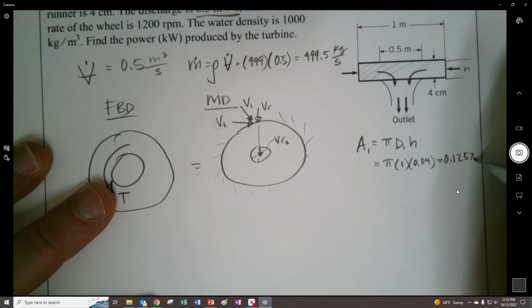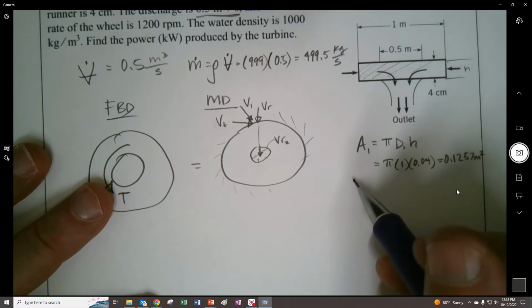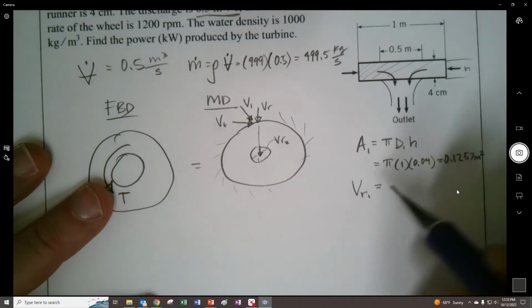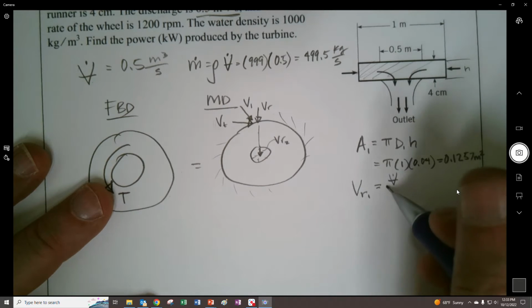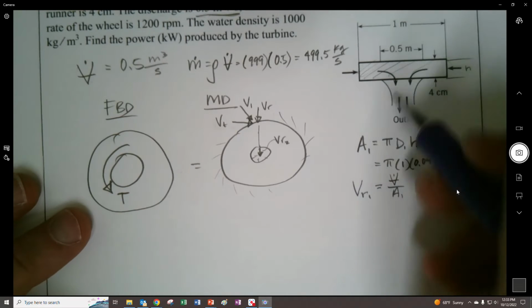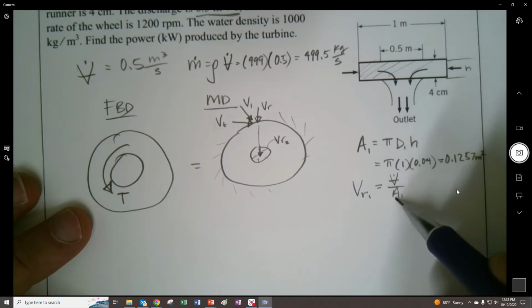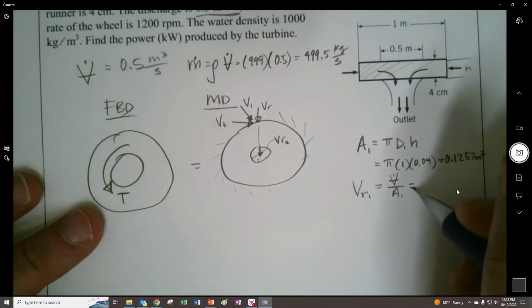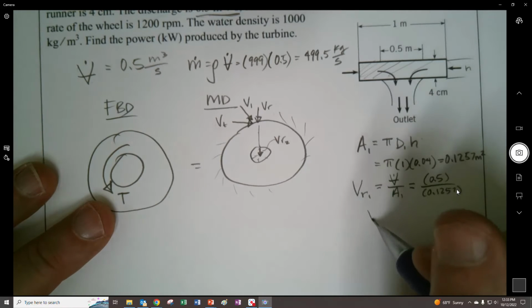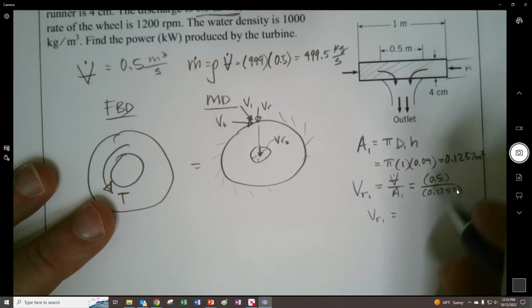0.1257 square meters. So my velocity in the radial direction, V_R1, is going to be my flow rate divided by that band, right? So that's going to be the velocity perpendicular to the area. And that ends up being 0.5 divided by the 0.1257. So we have a radial velocity of V_R1. Oops, excuse me.